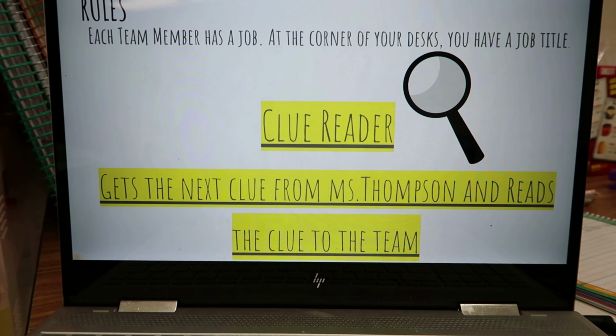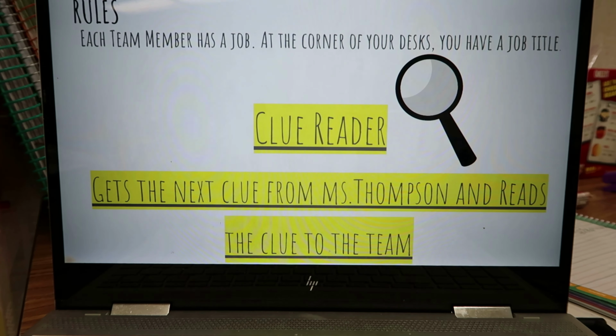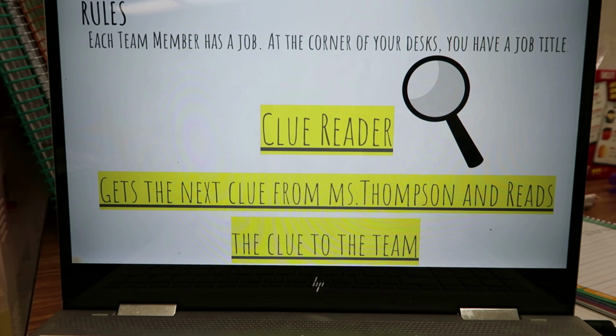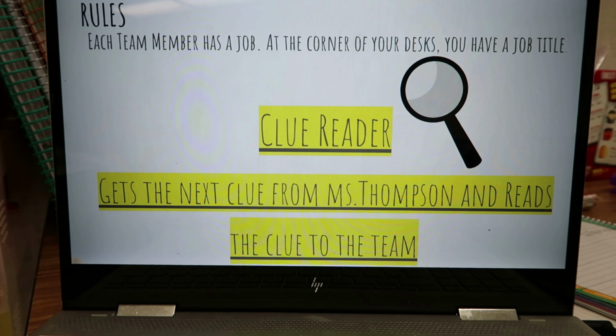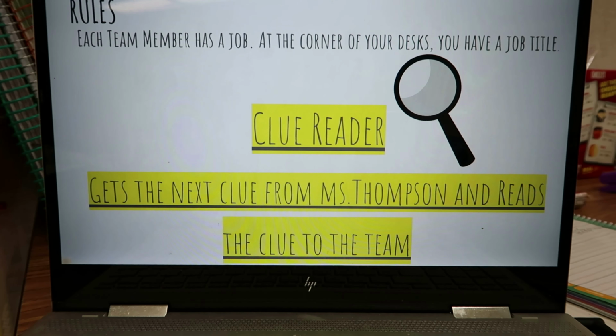The next job is a clue reader. So this person gets the clue from Miss Thompson and reads the clue to the team. They're actually going to be bringing me the answer sheet. If they get it correct, then they receive the clue. Hopefully this will make sense by the time I'm done with this.